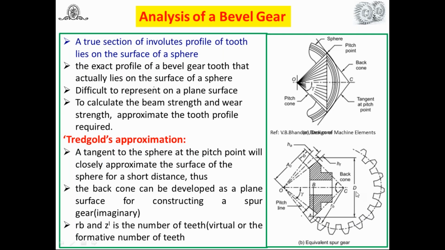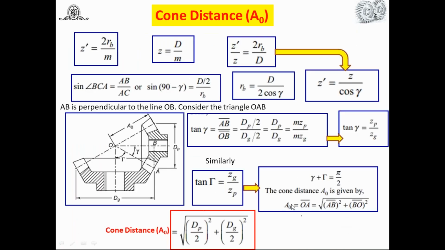Look at this nomenclature. D is the PCD of the gear, B is the pitch width, AO is the cone distance, O is the apex, gamma is the pitch angle, and again here one line AB is constructed, which is perpendicular to the axis to make the analysis. RB is the radius of this formative spur gear. Now let us see how the analysis is carried out. Considering this RB for this formative spur gear, you know how to find out, 2 RB means D.